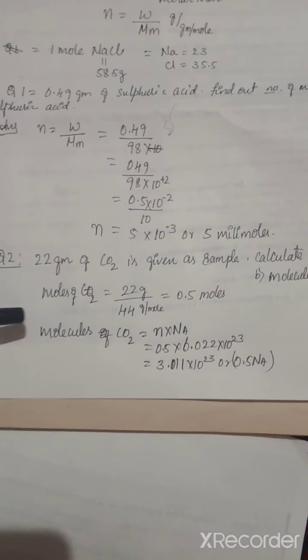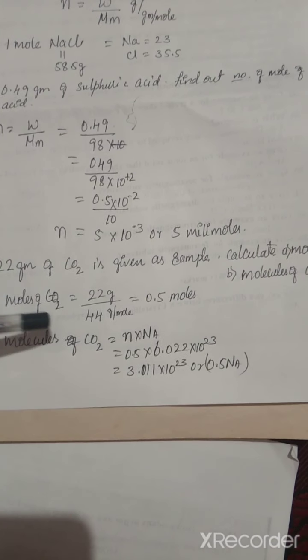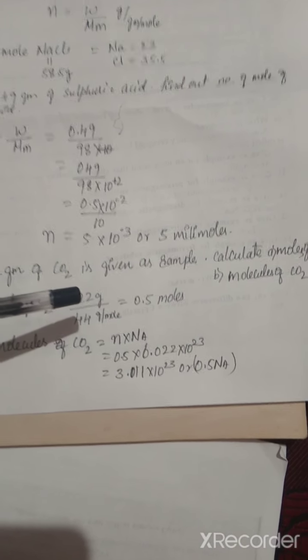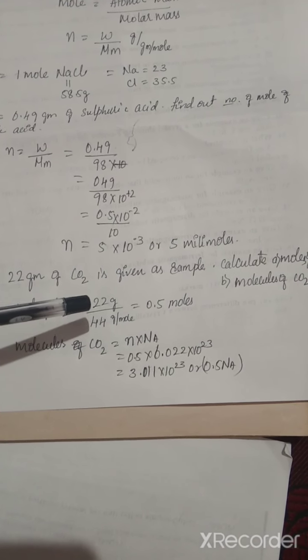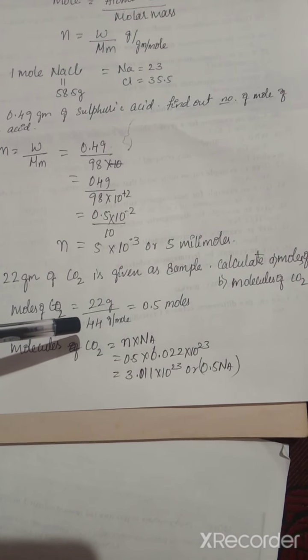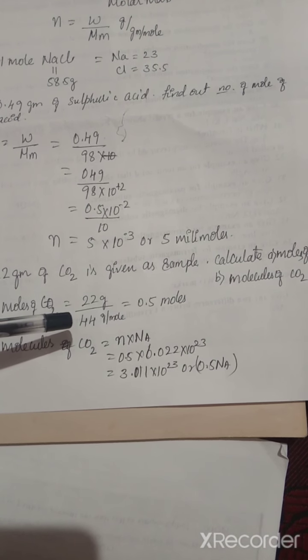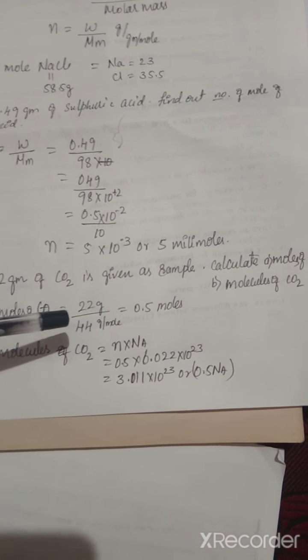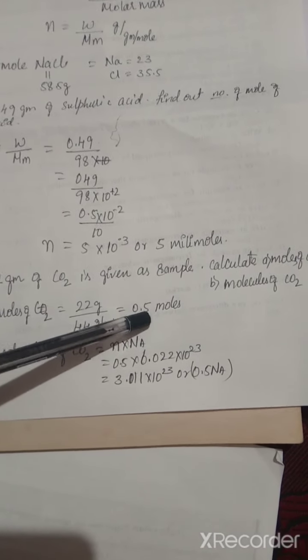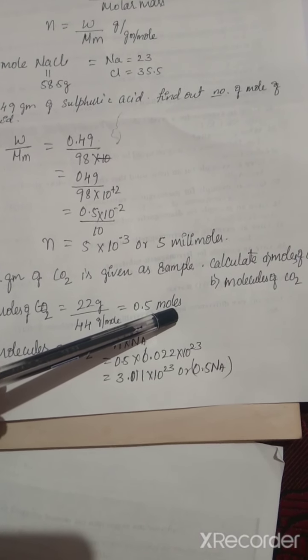Yes, here we are calculating the moles of CO2, which is equal to, they gave the weight, that is 22 gram divided by molar mass, that is 44 gram. CO2's molar mass is 44 grams. We will get 0.5 moles.